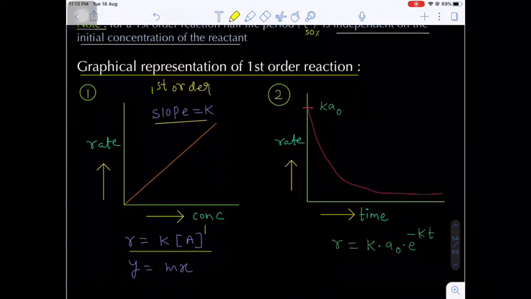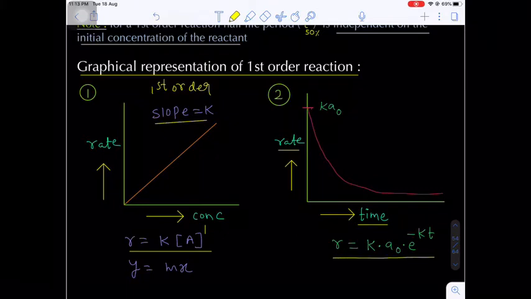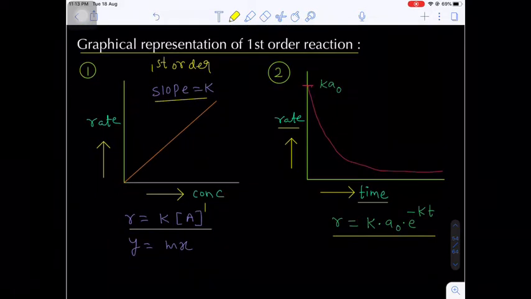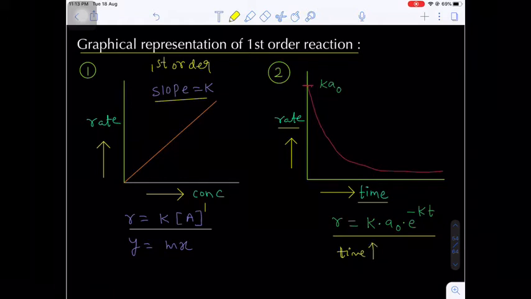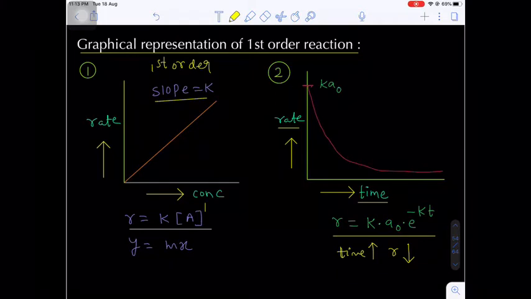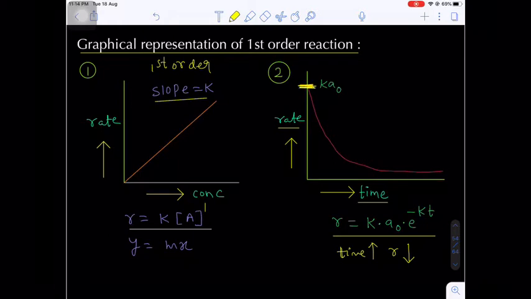Number 2, rate versus time. Rate R is equal to k times A, where the concentration of A at a time interval t is equal to A0 into e to the power minus kt. If you carefully observe this expression, as the time increases, the rate of reaction gradually decreases, but the decrease is in an exponential manner. If the initial time t is 0, then the rate is equal to k times a naught. So this is the rate of the reaction at the initial condition.